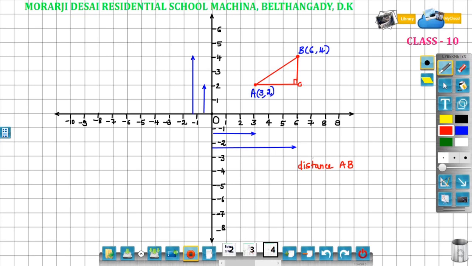Triangle ACB is a right triangle where angle ACB is equal to 90 degree and AB is the hypotenuse. Now, we want the length of the sides, that is, we want the length of AC and length of BC to find the length of AB, because AB square is equal to AC square plus BC square. Now, how to find the length AC?